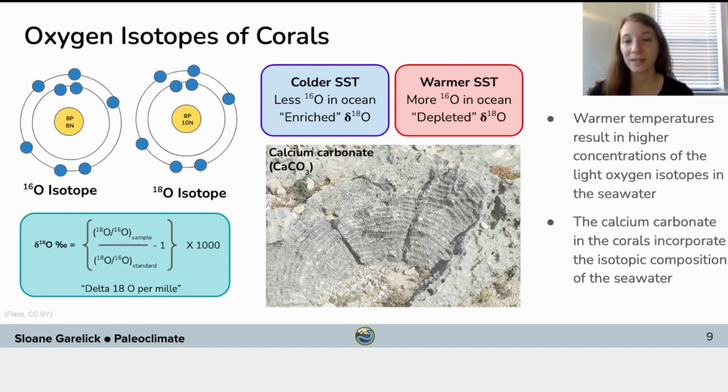Now that we have an idea of how oxygen isotopes record changes in sea surface temperature, we're still missing the link between the oxygen isotopes of the seawater and the oxygen isotopes of the forams or the corals. For this tutorial, we'll focus on corals, and in later tutorials today, we'll spend some more time thinking about oxygen isotopes of forams.